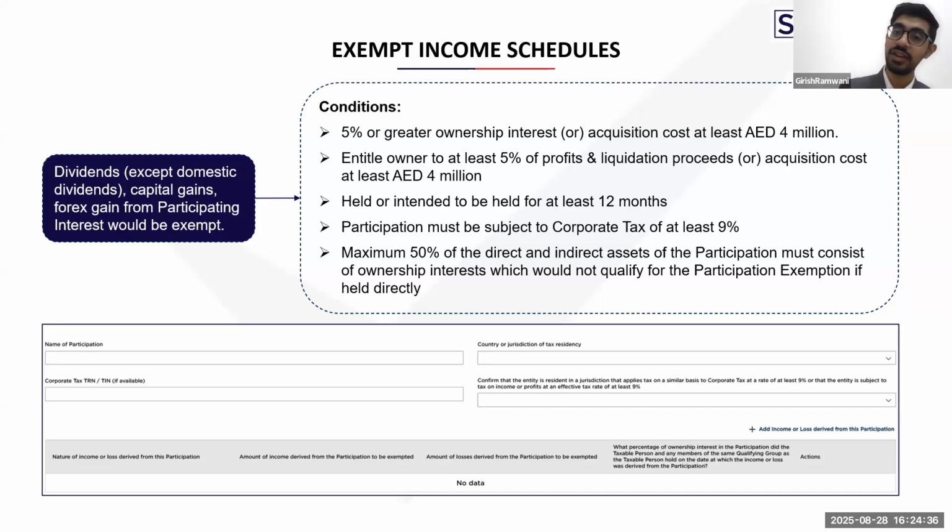You should have held, or intended to hold, the interest for at least 12 months. Even if 12 months are not over, you can claim this benefit. However, later ensure that you have held the participating interest for at least 12 months. If you sell your shares within 12 months, then in the next tax period your participation exemption is going to be reversed and all your gains are going to be taxed.